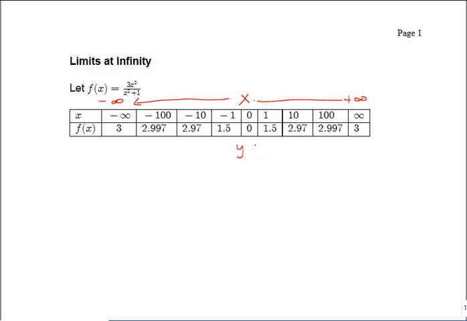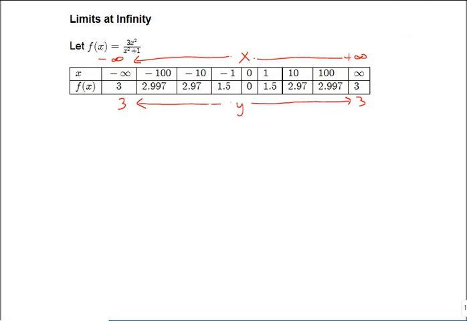So as we go to positive infinity, these y values are getting closer and closer to 3 from below, from slightly less than 3. And then in the other direction, same thing. These y values are getting closer and closer to 3 from below as well.